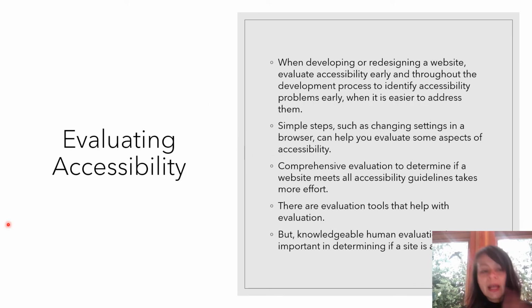Okay, so evaluating accessibility. When developing or redesigning a website, evaluate accessibility early and throughout the development process to identify accessibility problems early when it's easier to address them. Don't do it at the very end. So simple steps like changing settings in a browser can help you evaluate some aspects of accessibility. A really thorough evaluation to determine if a website meets all accessibility guidelines takes a bit more effort. But there are evaluation tools that help with evaluation.